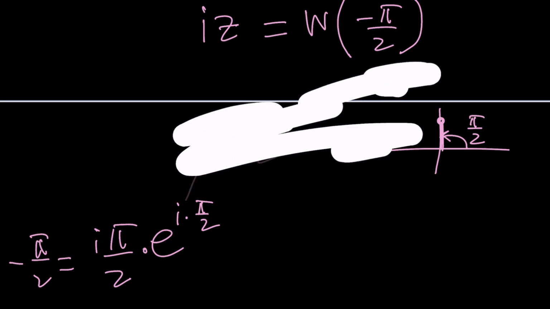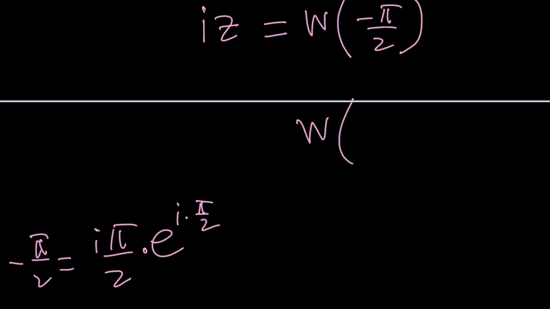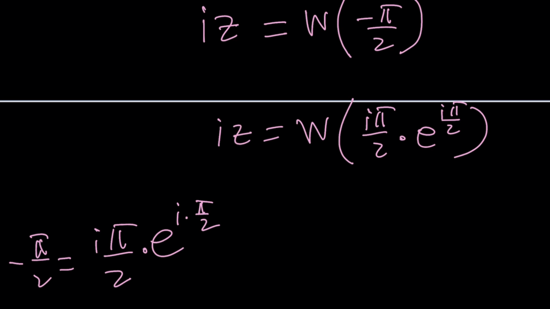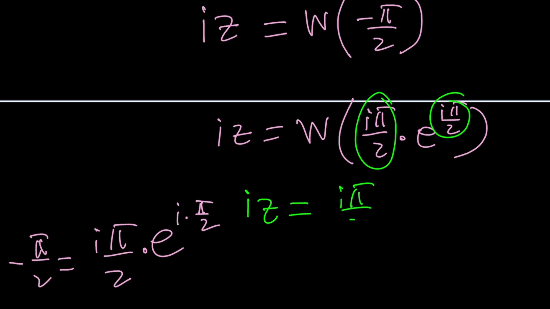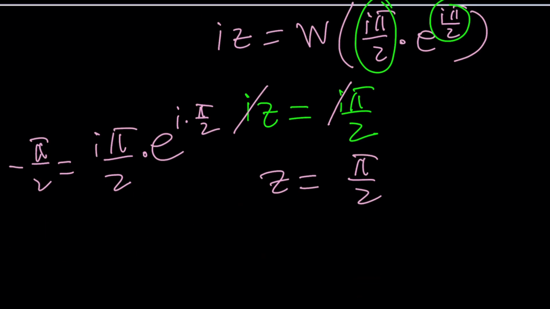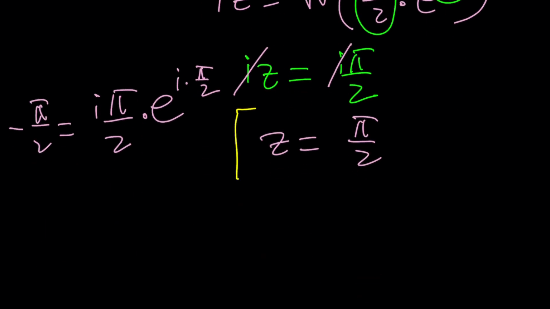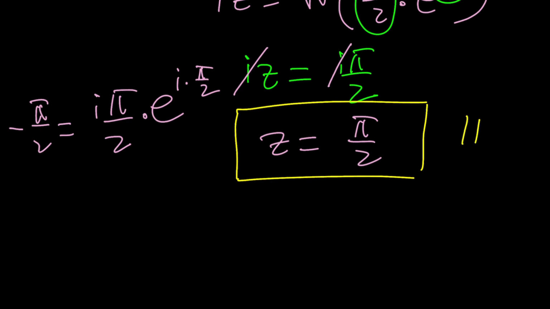You're going to be getting W of i pi over 2 times e to the power i pi over 2, and this is equal to iz, and when you apply it immediately from here, you're going to get i pi over 2 because that's your c, right? Do you see what I'm talking about? Hopefully, that's i pi over 2. Now the i's cancel out because i is not 0, and you get z equals pi over 2 as before. Remember, I told you, we already got the answer with the first method, but this is the second method.